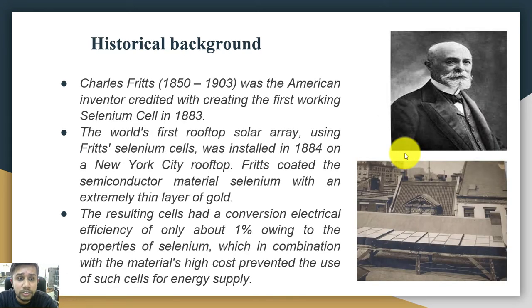Then, utilizing this, Charles Fritts, the American inventor, invented the first selenium cell in 1883. The world's first solar rooftop array using selenium semiconducting material was installed in 1884 on a New York City rooftop. Fritts coated the semiconductor material selenium with an extremely thin layer of gold, resulting in an electrical conversion efficiency of about 1%. The properties of selenium, in combination with the material's high cost, prevented the use of such cells for energy supply.